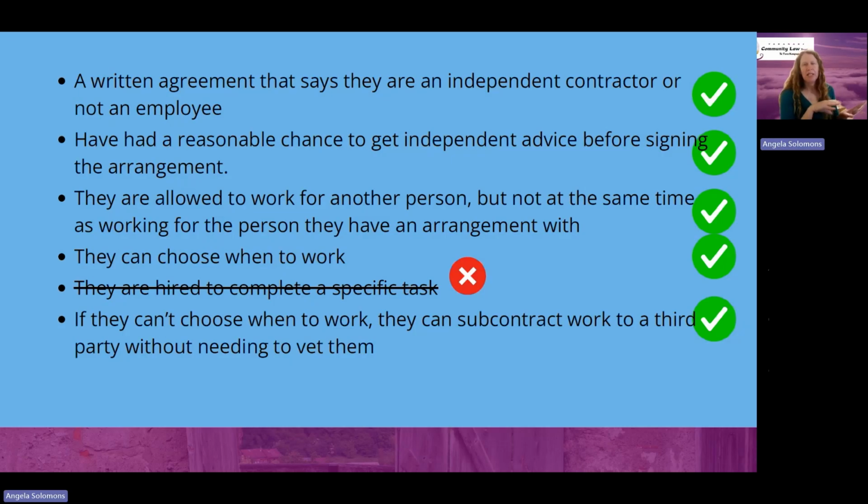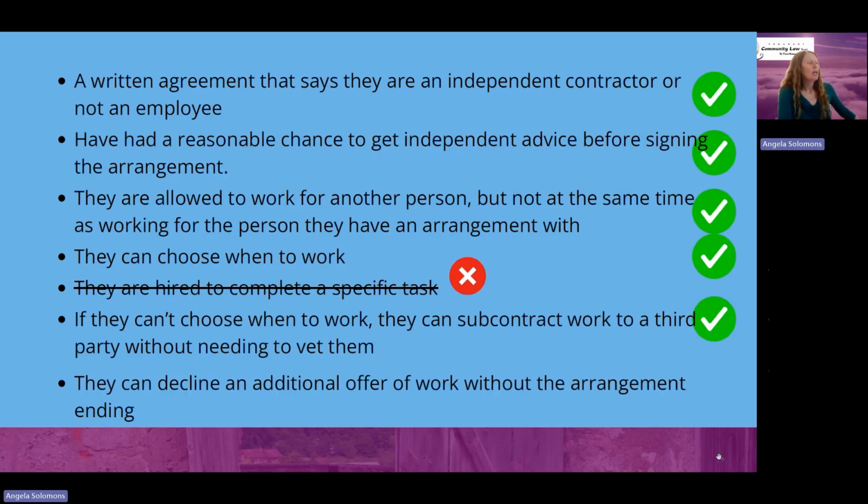There is a little caveat here. If you need to vet someone for other legal purposes, like because they're working with vulnerable people or something involving the police, then you can still do that. That's not what this is saying. This is essentially about saying you don't need the permission of the person you're working for to have a third party come in and do the work for you.